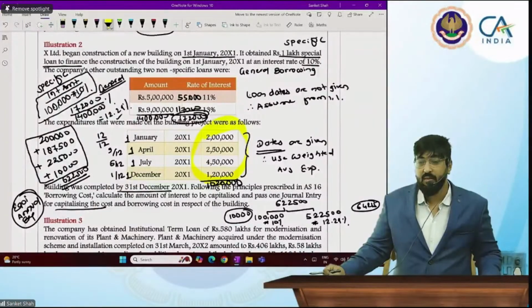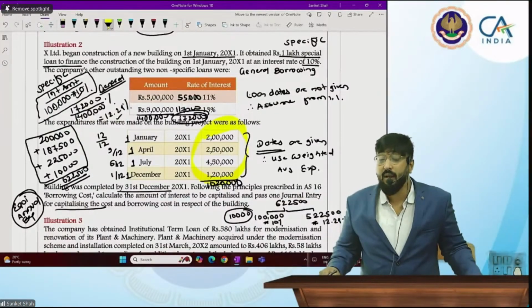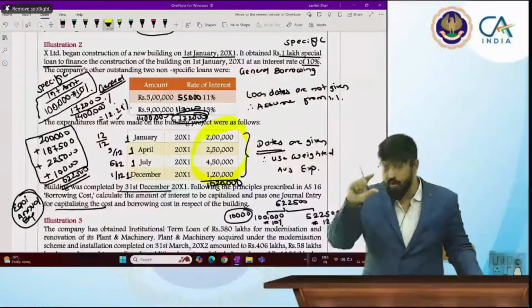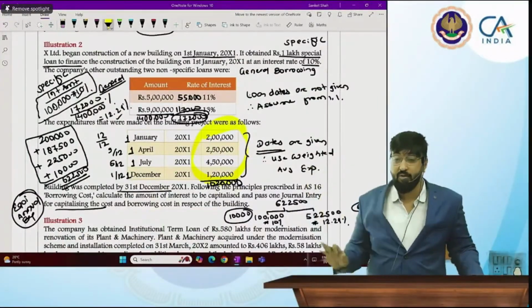Yes, Pallavi ji, any doubt in this? So we have to capitalize that expenditure which we have used for that general purpose expenditure. So general borrowing might be there.